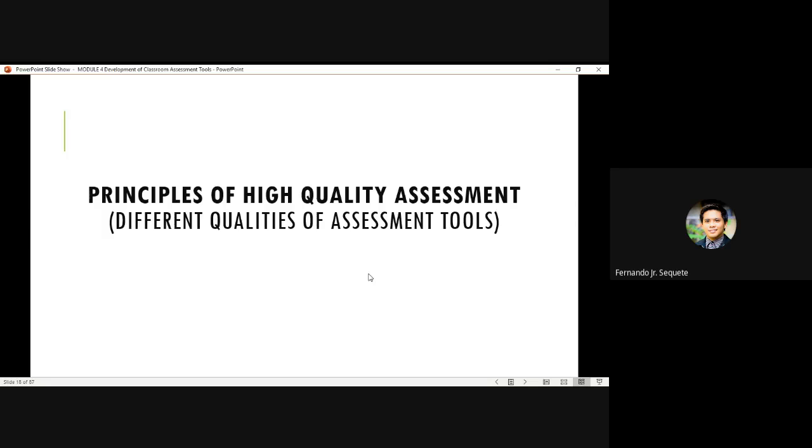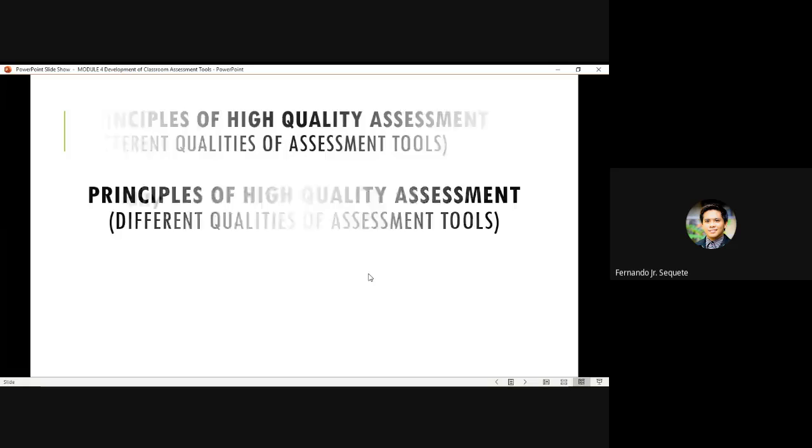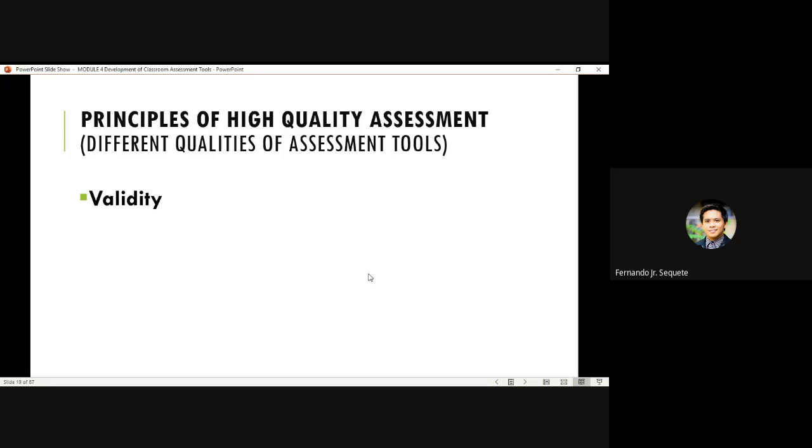So let's try to look at the different qualities of assessment tools. So ano yung mga qualities or characteristics ng tinatawag nating assessment tools? The first one is validity. I'm sure you're very familiar with validity now, and I believe by the time I ask you what is the definition of validity, you can answer it with your own words.